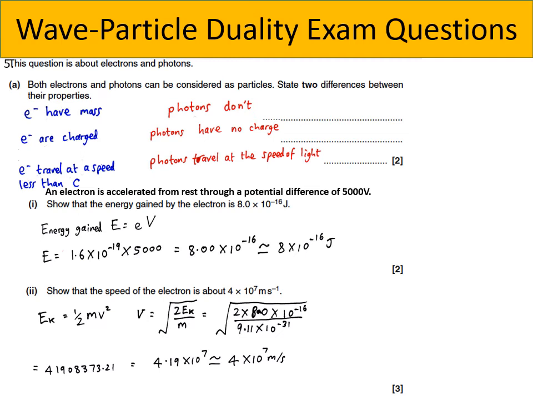Just notice that we do get a lot of these questions, so we should quickly be able to remember how to make v the subject of our equation from the kinetic energy equation. Make sure that, as I say, you always write more significant figures than what is actually being asked to be shown, and also make sure that you remember the differences between photons and electrons. Okay, and that's the end of that particular part of this question. We'll move on to the next parts.